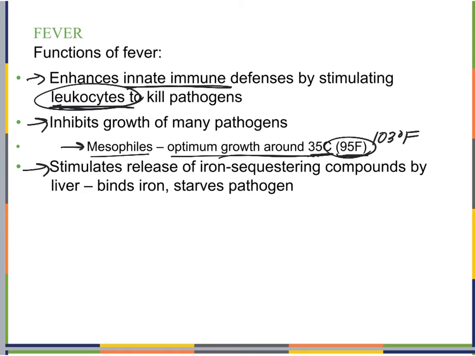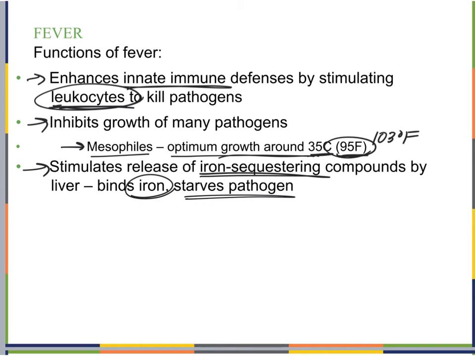It also stimulates the release of our iron sequestering compounds by the liver. So if we think of all of our ferrins or ferritins, those iron sequestering compounds are going to be released when we increase the temperature of our body. And then remember that that's going to bind up iron, and then it starves the pathogen, because they need iron in order to function, in order to reproduce.